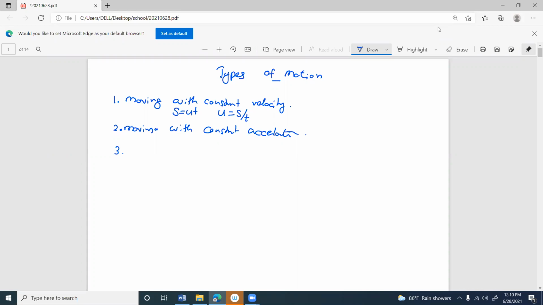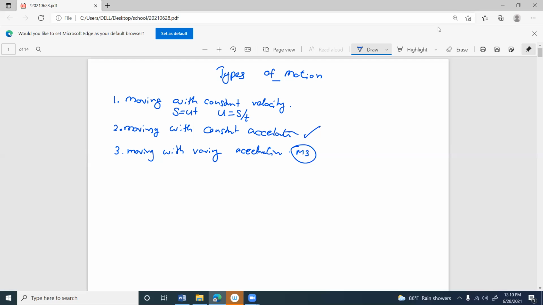The third one is moving with varying acceleration. So in our M1 we are learning the situations of moving with constant acceleration. If you want to learn moving with varying acceleration, you have to go up to M3. In M3 only you learn about moving with varying acceleration. We won't go up to that much advancement in our M1, right?